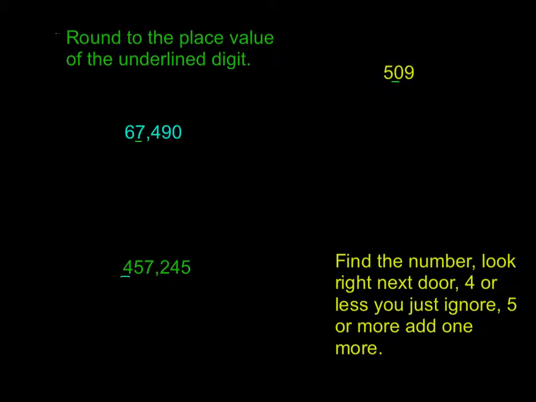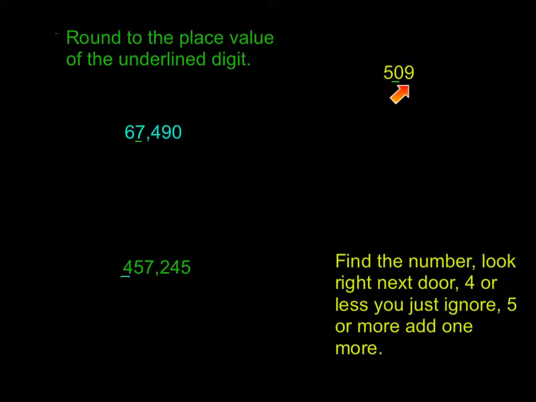So here we go. We're going to start off with 509 up here. And once again, we're rounding to the nearest 10 because the digit in our tens place is underlined. So we're going to find our number. And when we find our number, as the poem states, it would be the digit which is underlined. So we find our number and we have a 0. We look right next door, to the right. Here, we have a 9. So we're looking right next door at the 9.